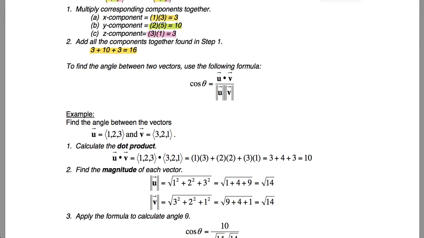If you're trying to find the angle between two vectors, use this wonderful formula here. Cosine of theta equals the dot product of the two vectors over their individual magnitudes.